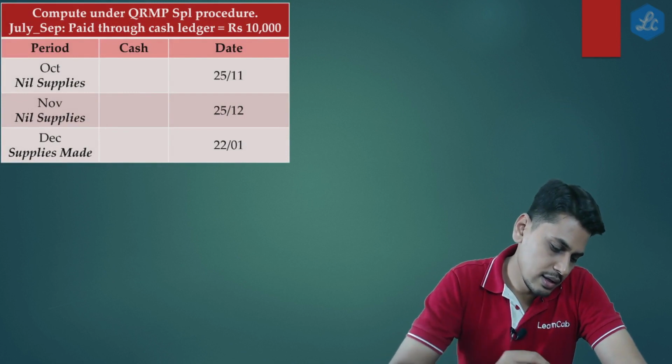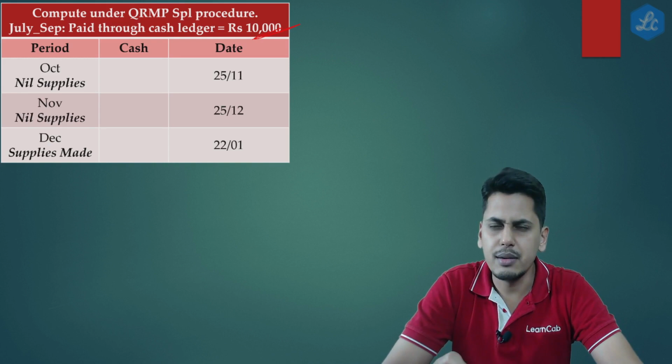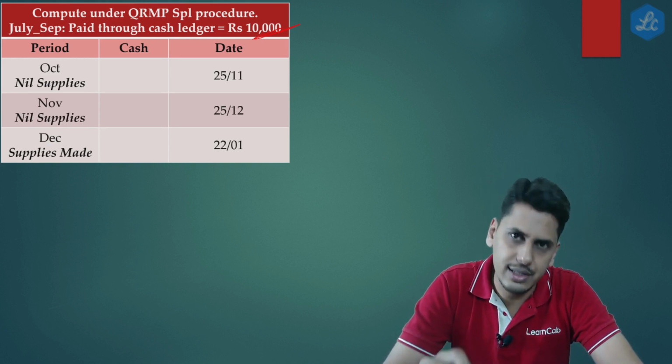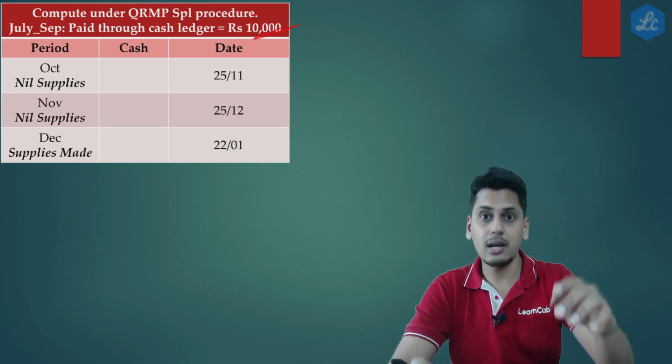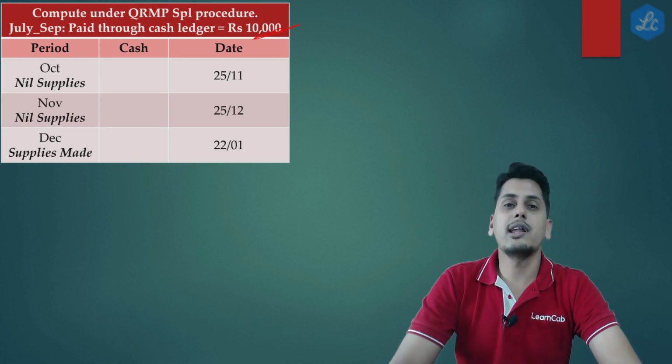Let's say, friends, for July, August, September, the registered person was under the QRMP scheme. He paid an amount by debiting the cash ledger, 10,000. Now comes October, November, December.